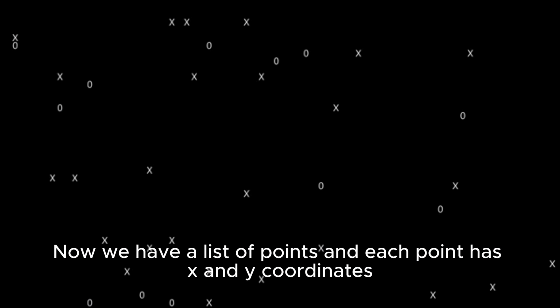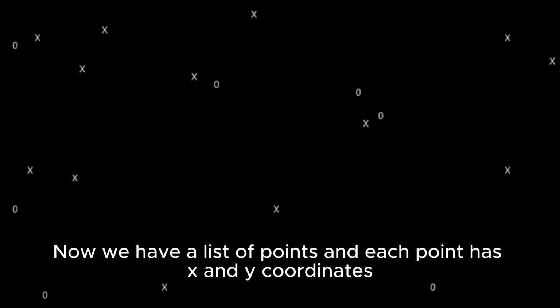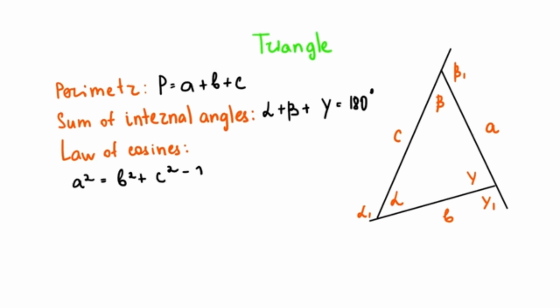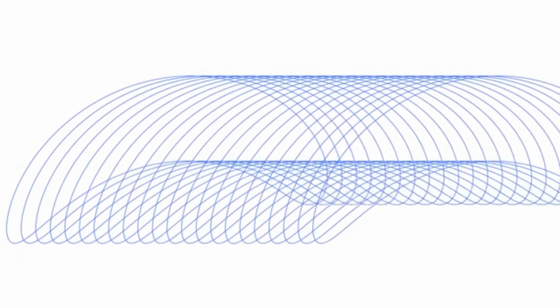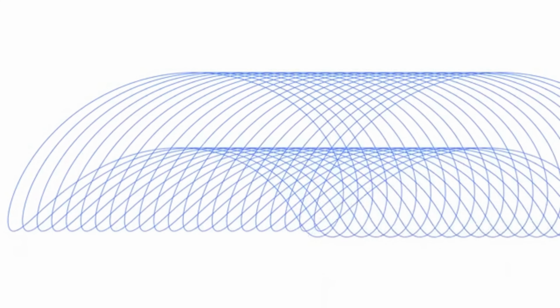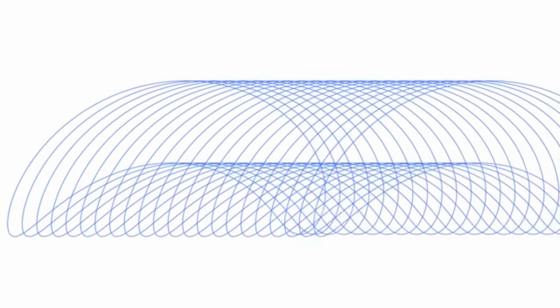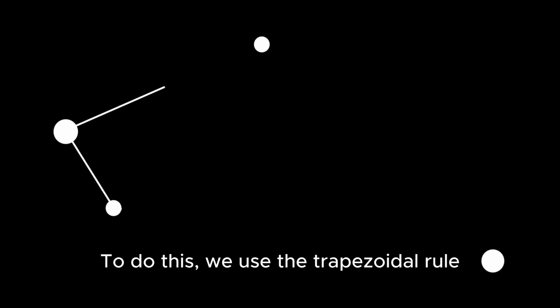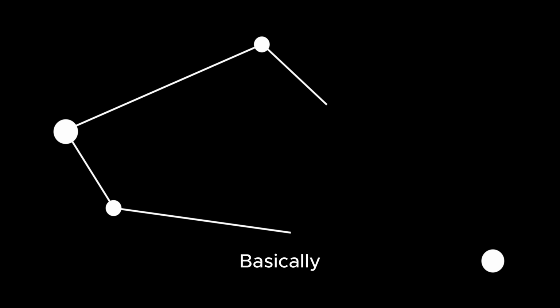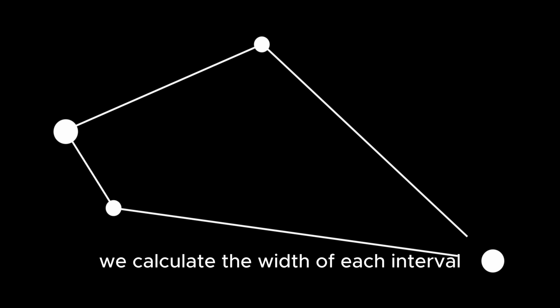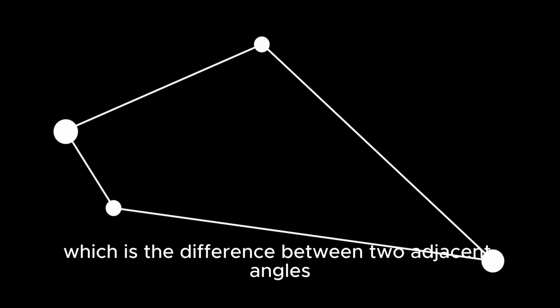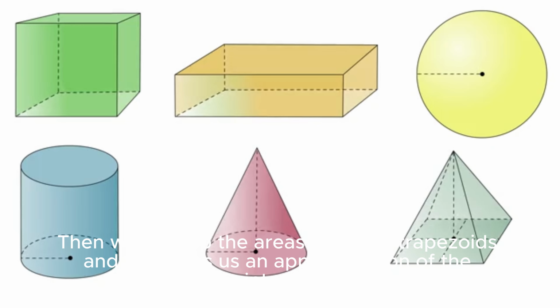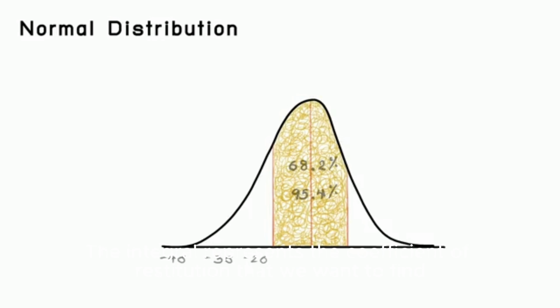Now we have a list of points, and each point has x and y coordinates. The x coordinate is just the angle of the ball, and the y coordinate is the height at which it hits the floor. Now, what we want to do is approximate the integral of the function, which is the area under the curve. To do this, we use the trapezoidal rule. Basically, we calculate the width of each interval, which is the difference between two adjacent angles. Then we sum up the areas of all the trapezoids, and this gives us an approximation of the integral. The integral represents the coefficient of restitution that we want to find.